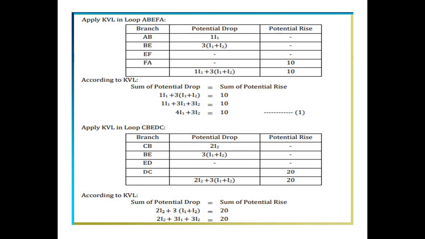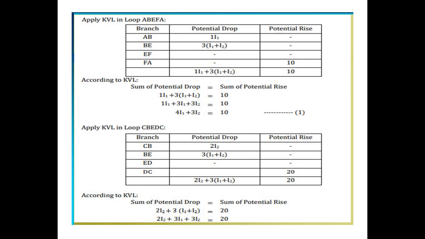The sum of potential rise is equal to the sum of potential drop: 1 I1 plus 3 (I1 plus I2) is equal to 10. Here, I1 plus 3 I1 plus 3 I2 is equal to 10, so 4 I1 plus 3 I2 is equal to 10.